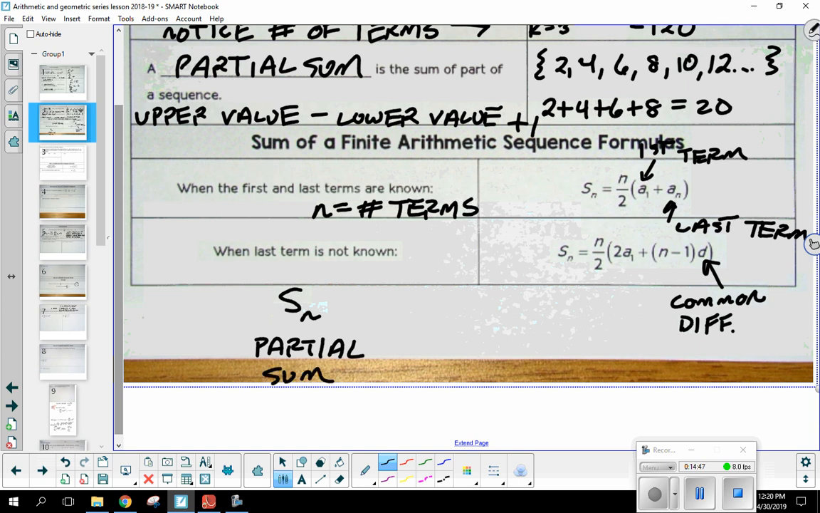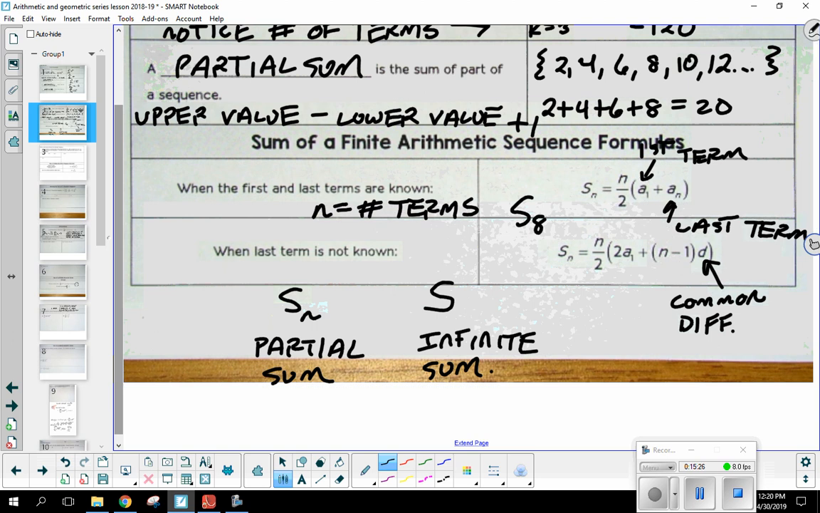That means that you're going to be adding a specific number of terms, however many that may be. Okay? But if you see S with no subscript, that represents an infinite sum. So both of these right here, these are both partials. Okay. So if I'm adding, for example, 8 terms, then it would be S sub 8. If I were adding 20 terms, then it would be S sub 20. Okay, just like before, that little subscript n is the number of terms I'm going to add up.